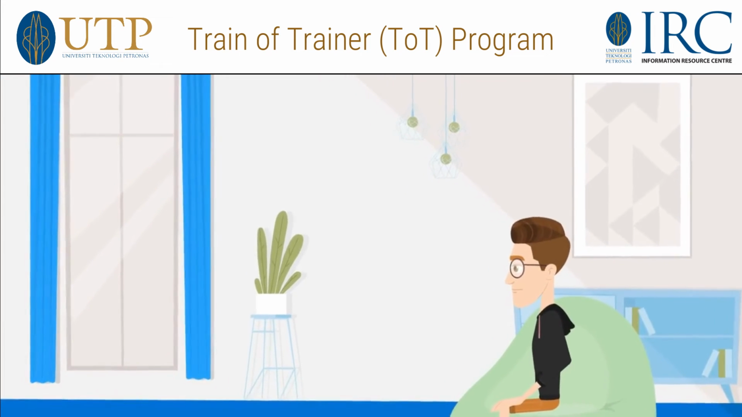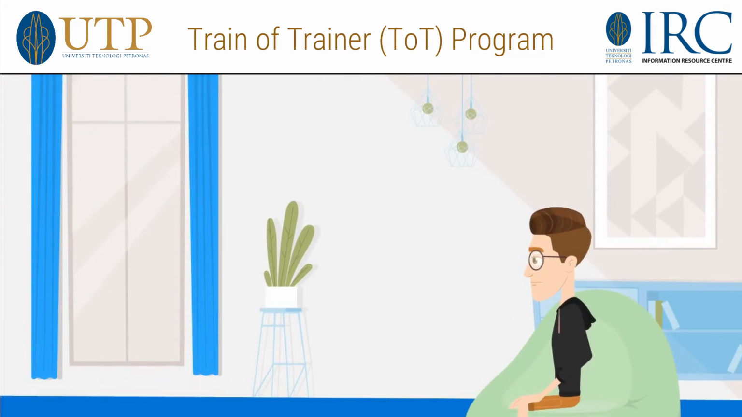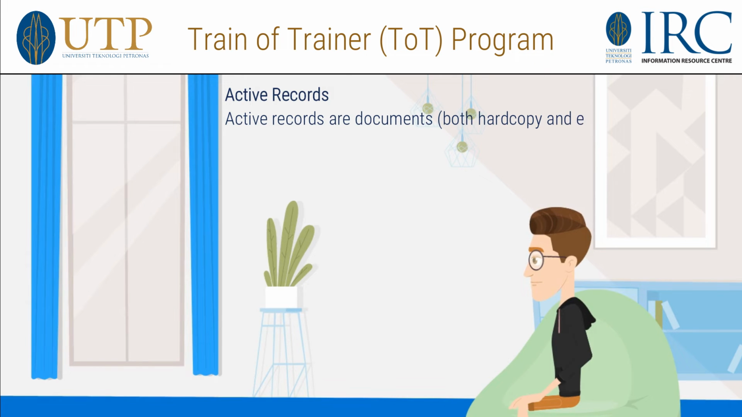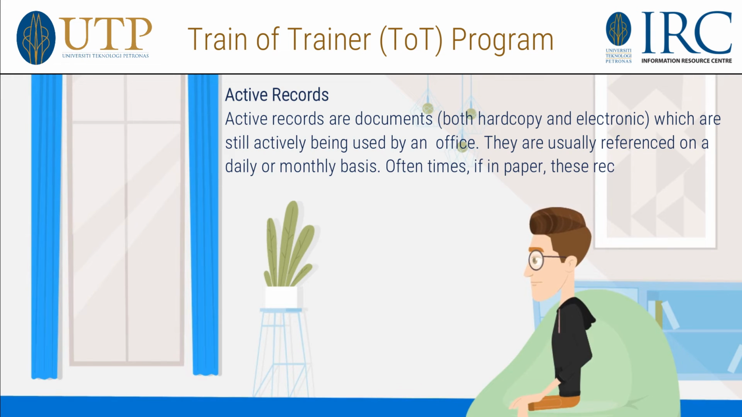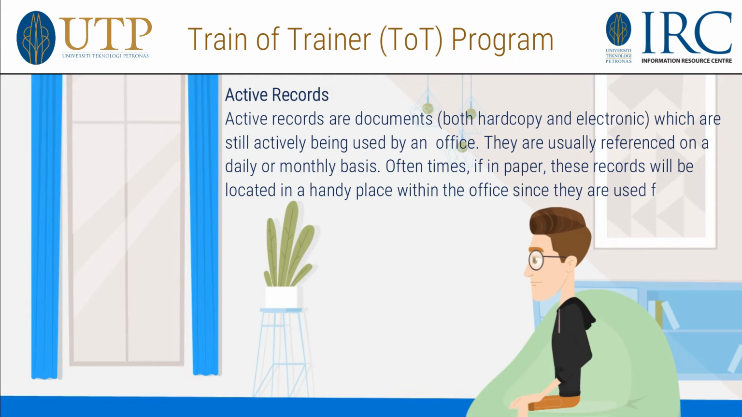There are 3 types of records: active records, inactive records, and obsolete records. Active records are documents, both hard copy and electronic, which are still actively being used by an office. They are usually referenced on a daily or monthly basis. Oftentimes, if in paper, these records will be located in a handy place within the office since they are used frequently.